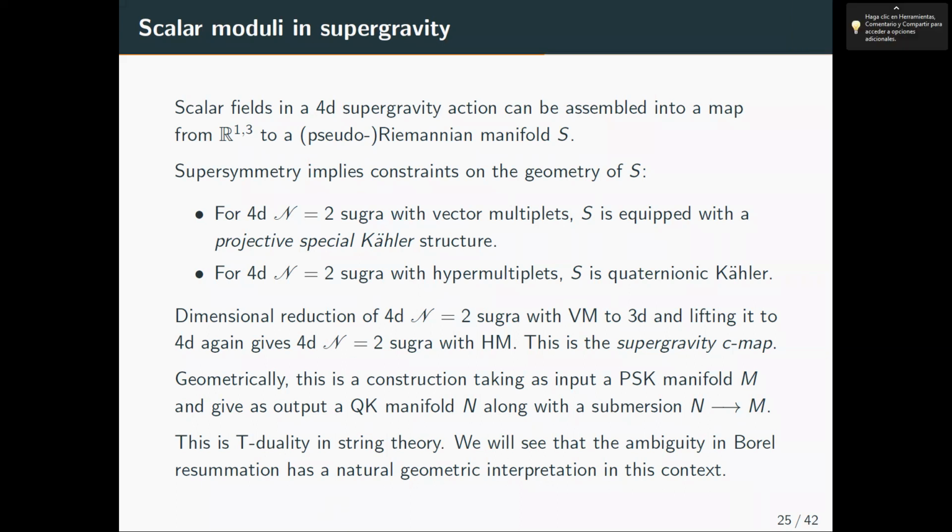Sorry, can I ask a question? Sure. What does it mean to lift? I understand what it means to dimensionally reduce. By the way, if it helps, I'm a mathematician. If it helps to frame the question, I mean, for you to frame your answer.